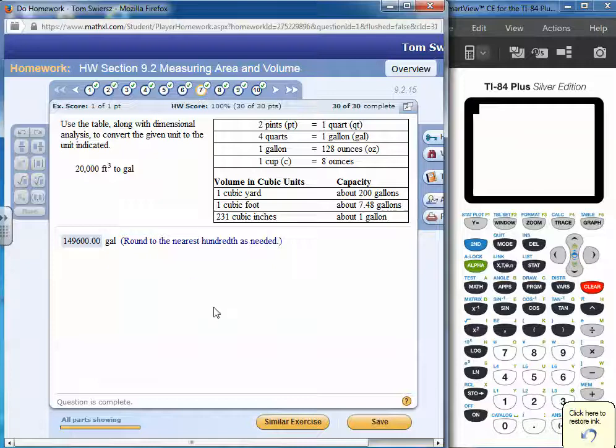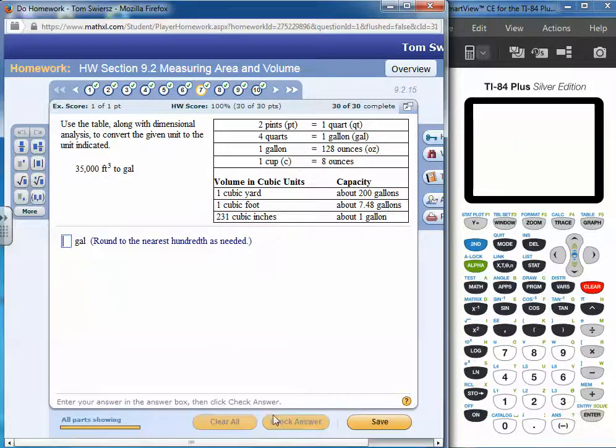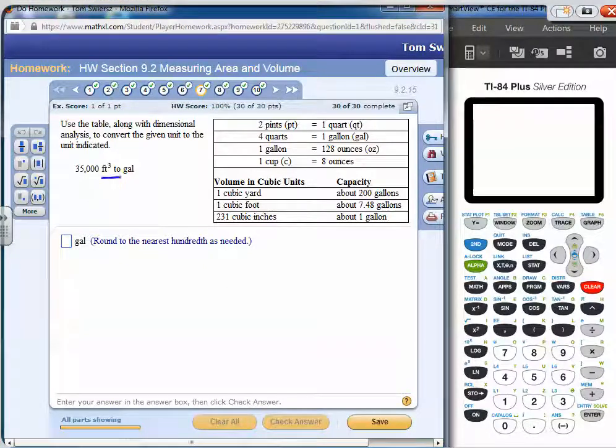Number 7, 35,000 cubic feet to gallons. Okay, we need to convert. Notice cubic feet, that's cubic feet. Gallons is right here. 1 cubic foot is equal to 7.48 gallons. So we'll use that conversion.